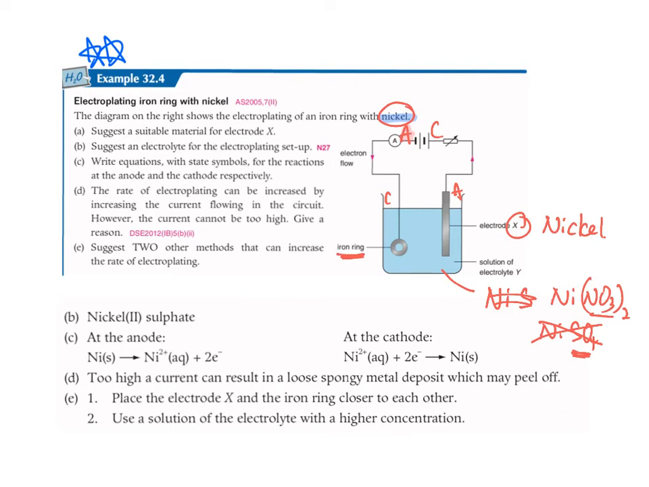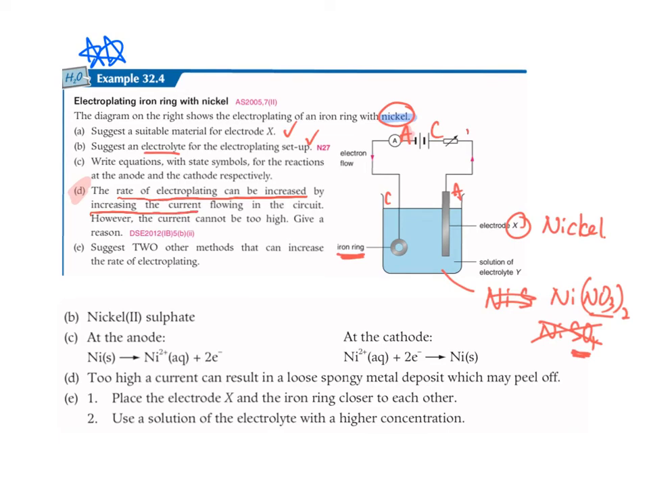So part A suggests a suitable material, easy. Part B suggests an electrolyte, done already. Part C, you talk about the anode and cathode, you do it on your own. I want to draw your attention to part D. The rate of electroplating can be increased by increasing the current.